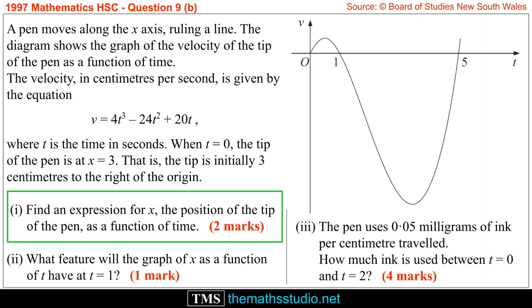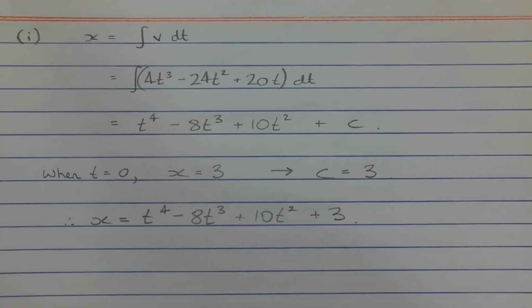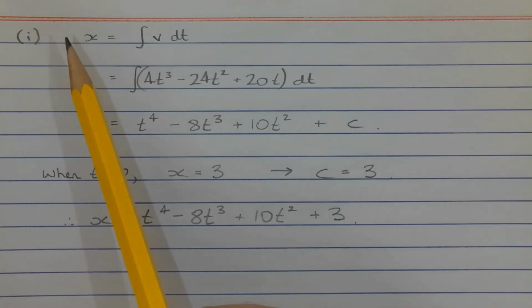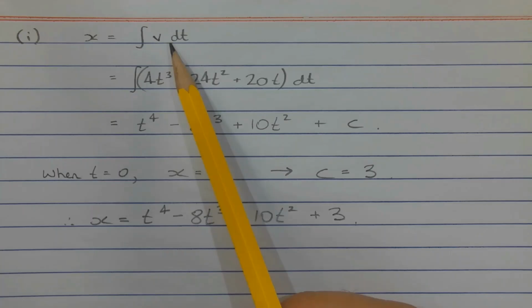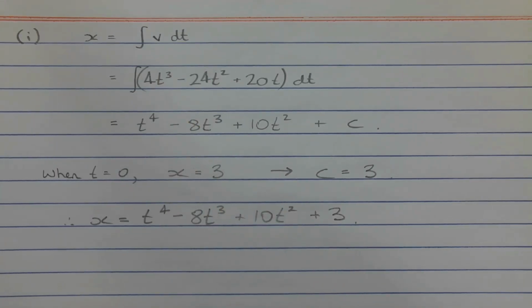Part 1. Find an expression for x, the position of the tip of the pen, as a function of time. To find an expression for the displacement or the position of the pen, which is represented by the variable x, we integrate the expression for the velocity v with respect to t. Now v is given as 4t cubed minus 24t squared plus 20t.